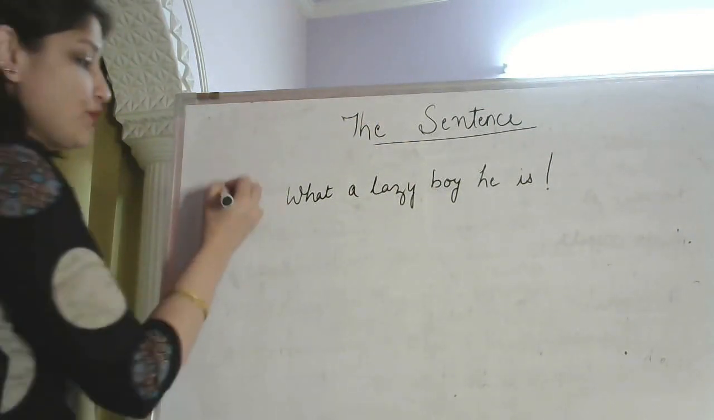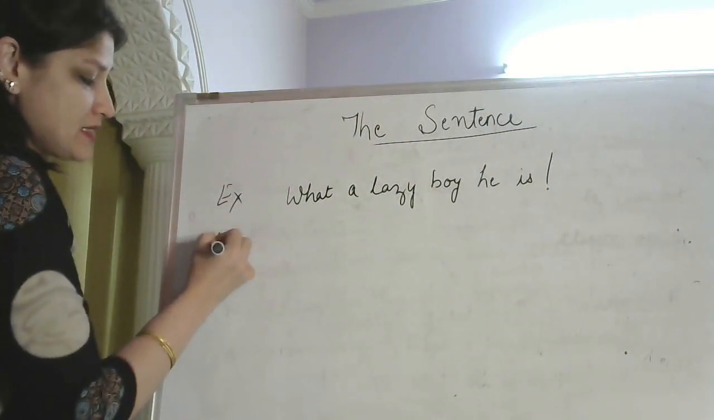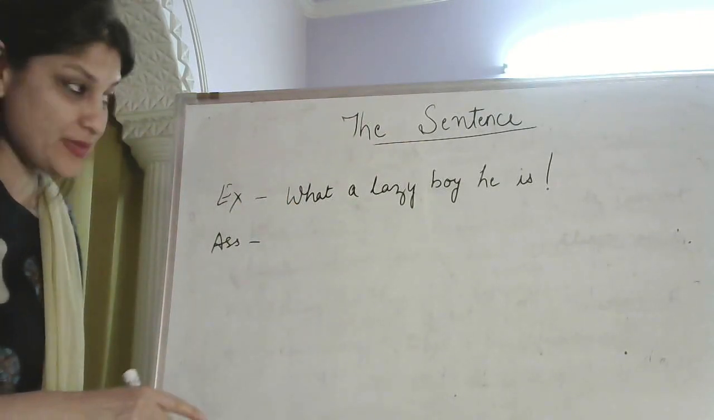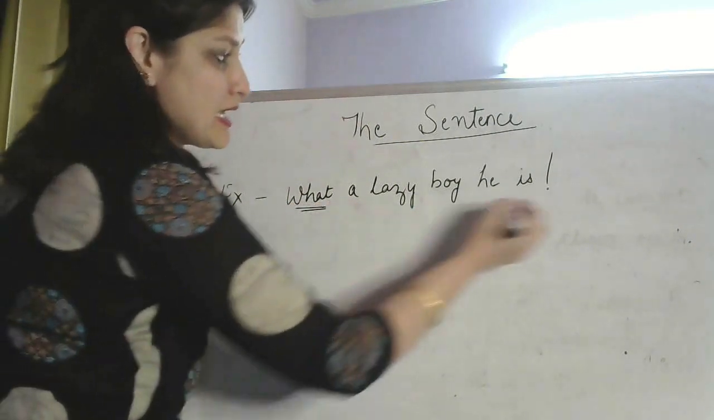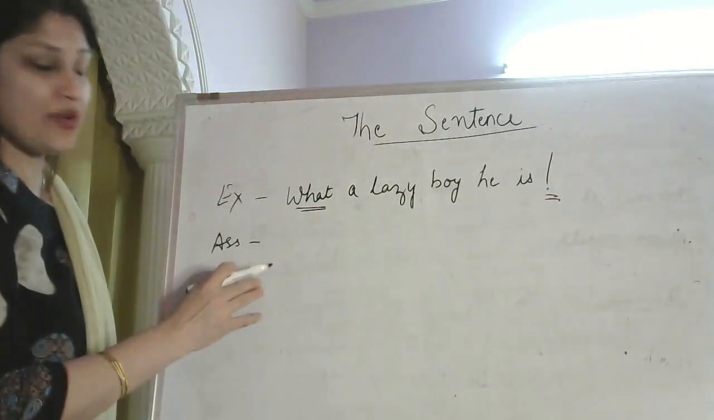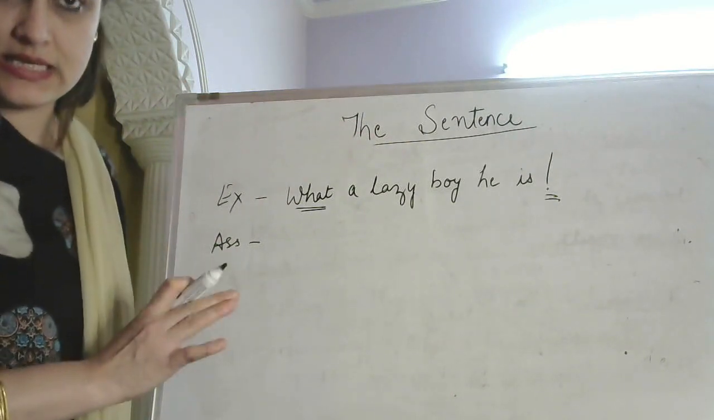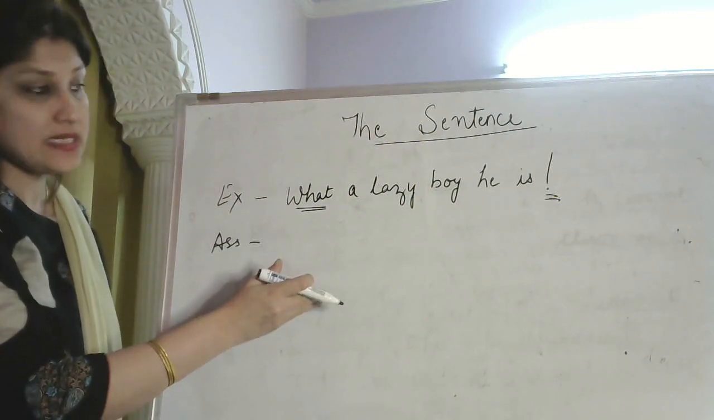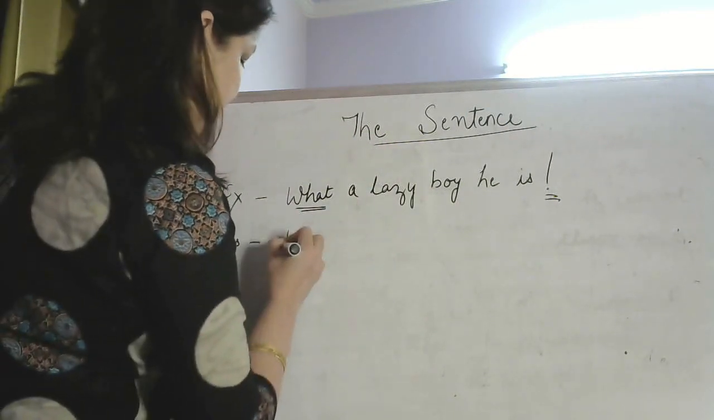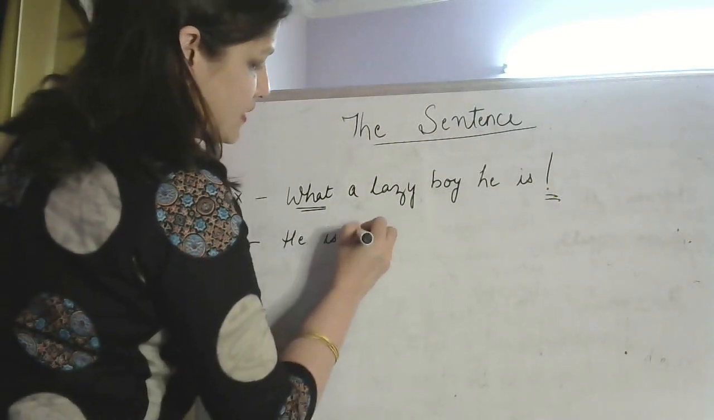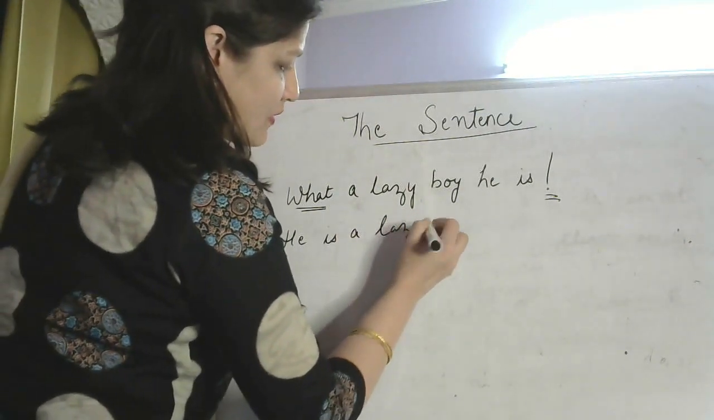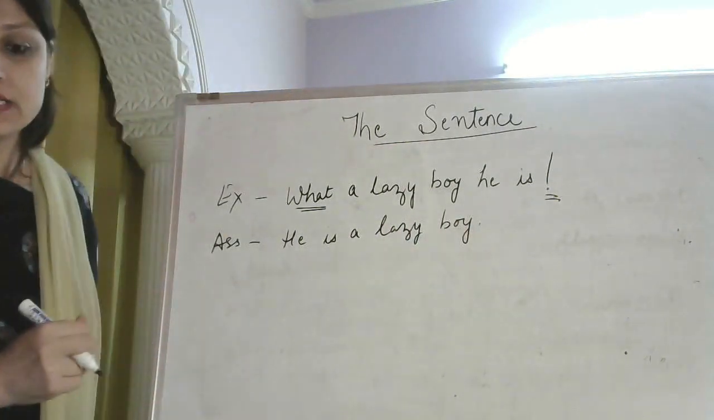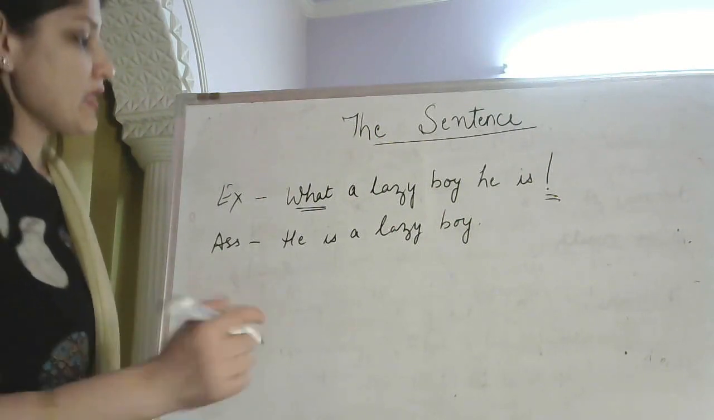Now when you change it from exclamatory to assertive, what you have to keep in mind is you'll remove the signs of exclamation, for example, words like this and the mark, and you have to frame a simple sentence. Is that clear? You have to make sure that it is no more exclamatory but a simple sentence. So, he is a lazy boy. Right?